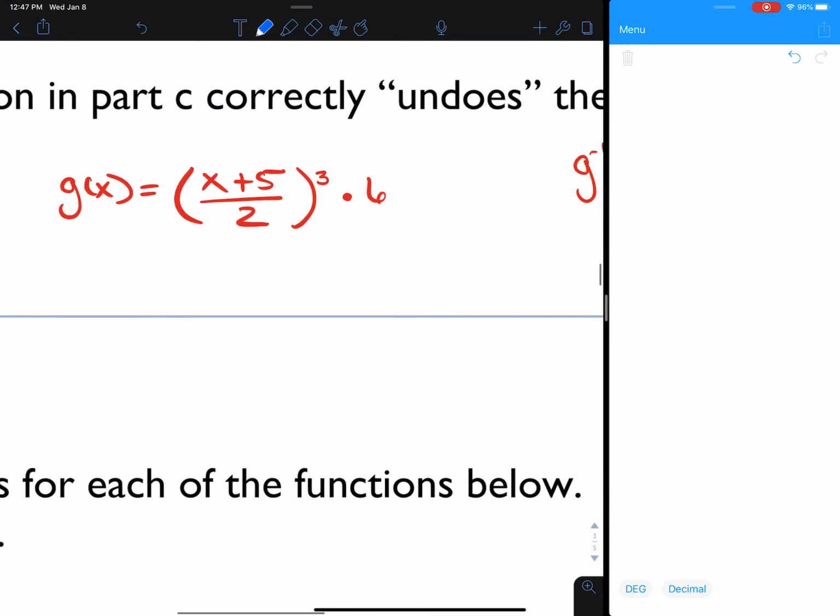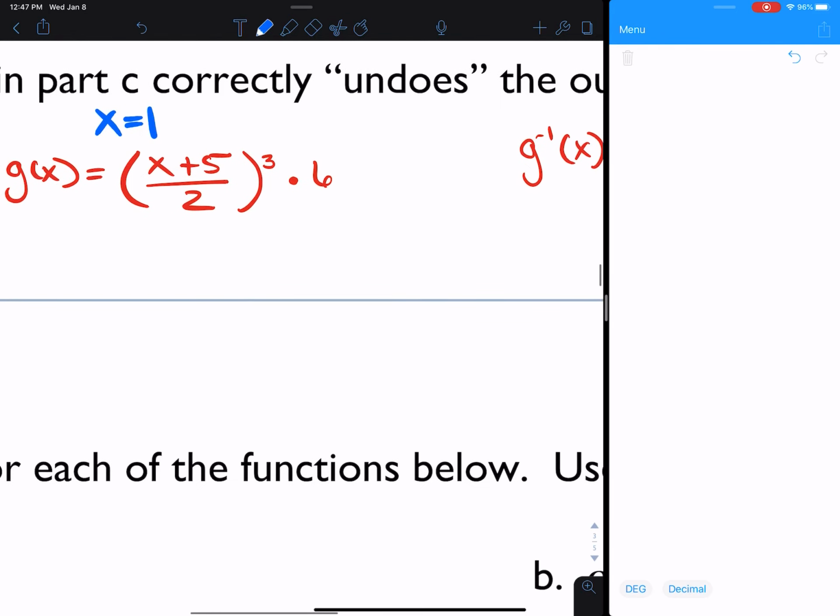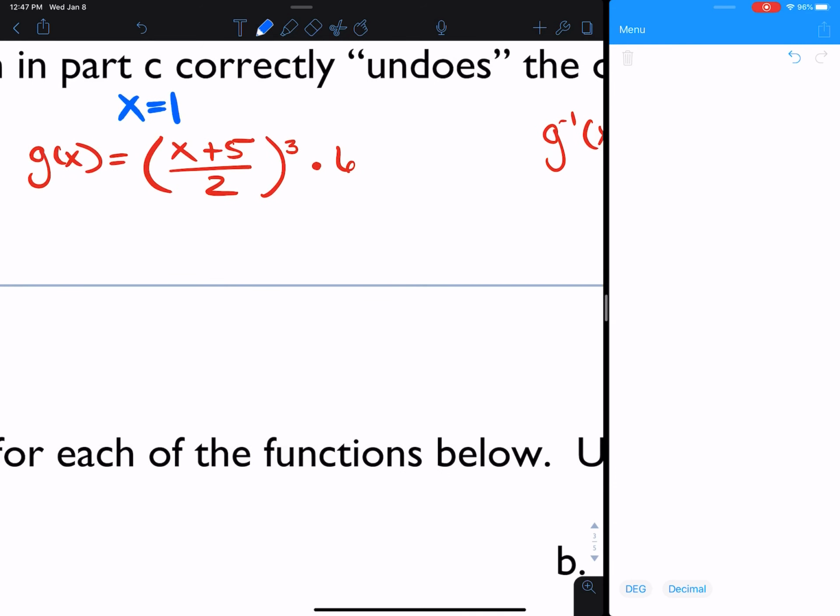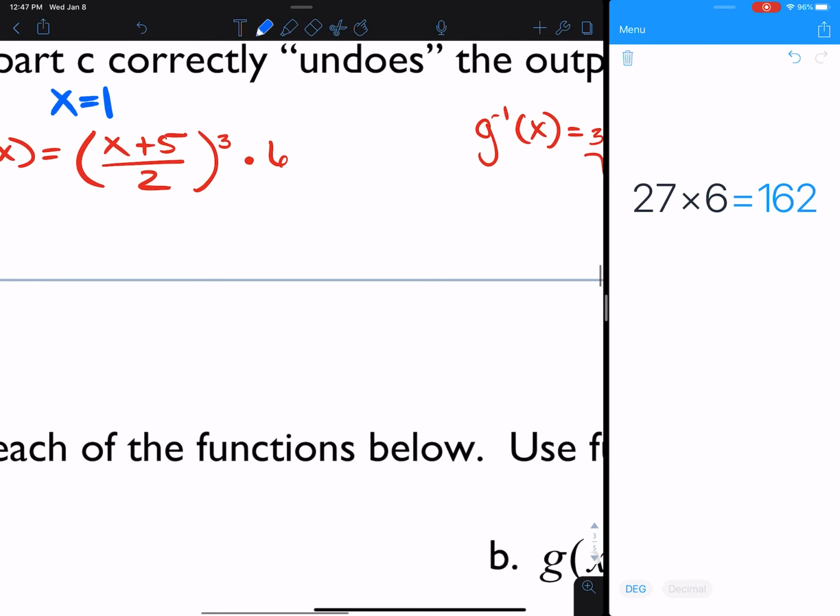So I'm going to choose a value for x. I'll choose something small and easy to work with. So I'll say x is 1. So if x is 1, I get 6. Half of 6 is 3. 3 cubed is 27. 27 times 6. That's it. 162. So the output for this function is 162.